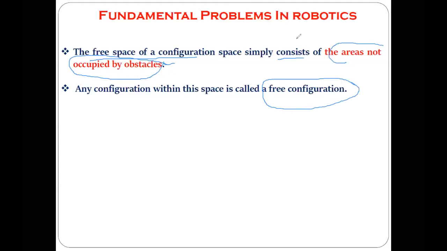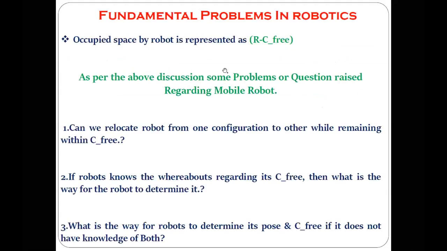Based on all this discussion, one more thing you should keep in mind: the space which is occupied by the robot is represented with a simple representation. The space which is occupied by the robot is R minus C free. R stands for what? The space which is occupied by the robot is represented like this. Means what?